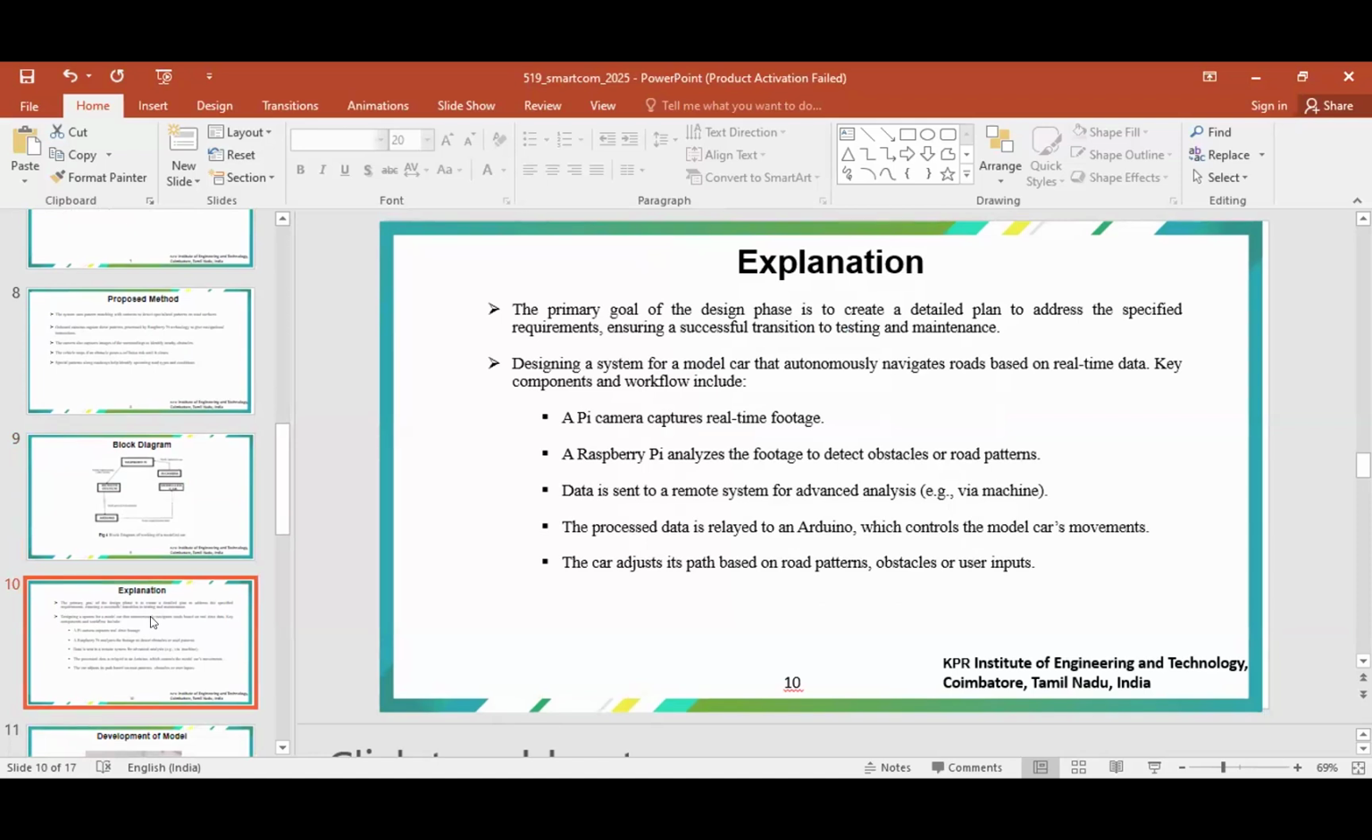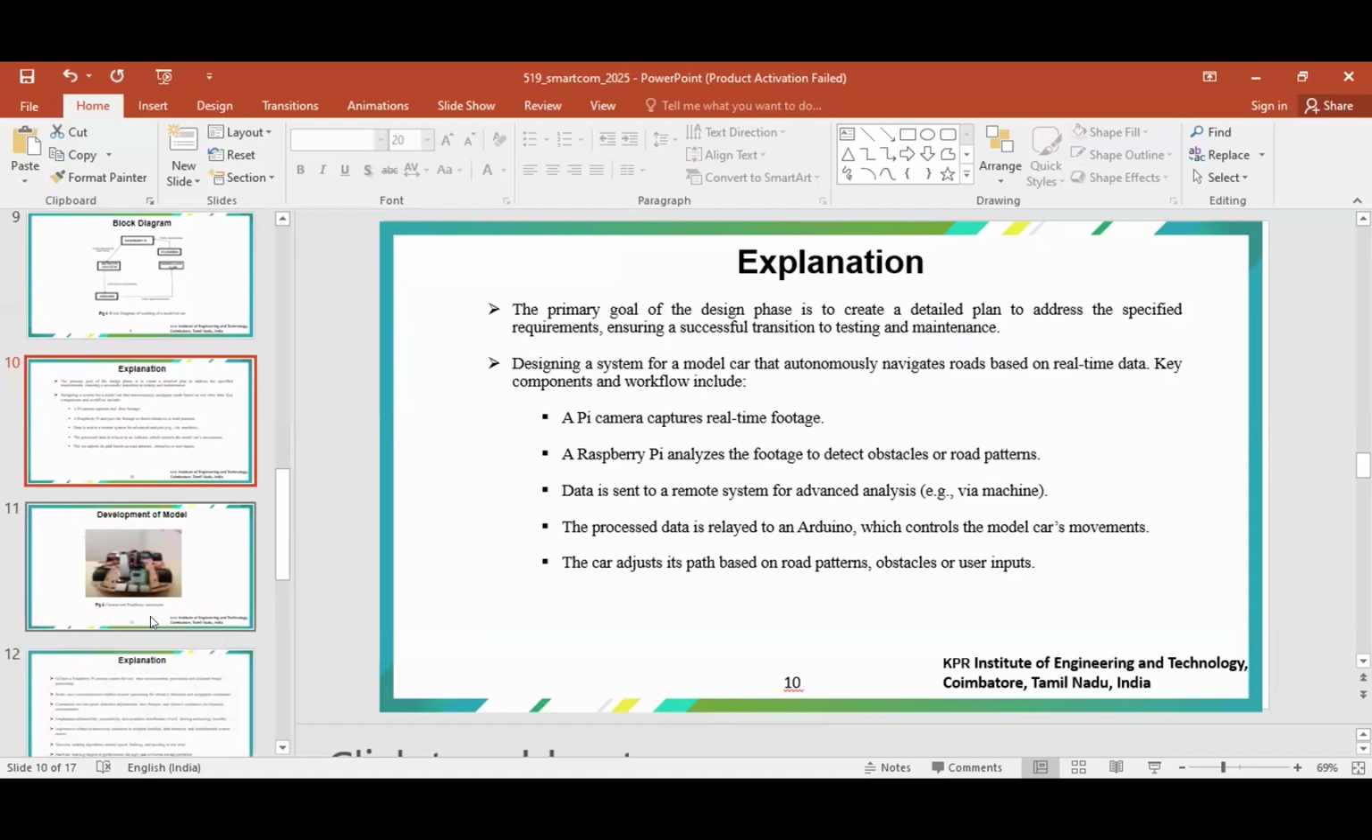Key components and workflow include a Pi camera that captures real-time footage, and a Raspberry Pi that analyzes the footage to detect obstacles or road patterns. Data is sent to the remote system for advanced analysis via machine learning. And the processed data is relayed to an Arduino, which controls the model car's movements. The car adjusts its path based on the road patterns, obstacles, or user inputs.